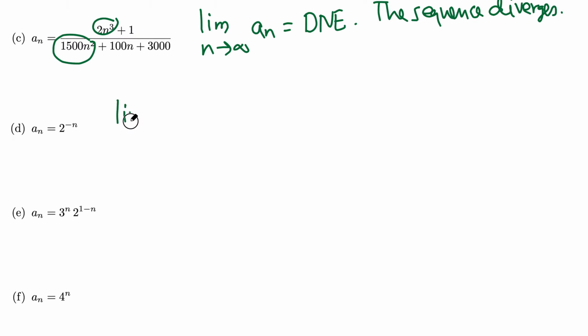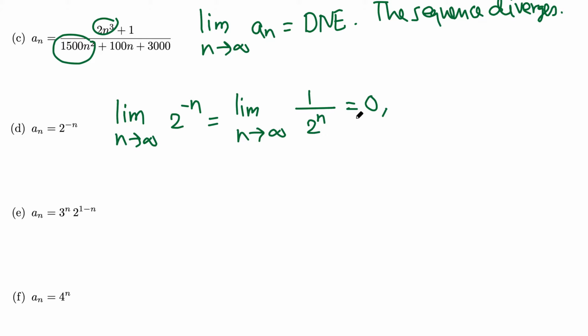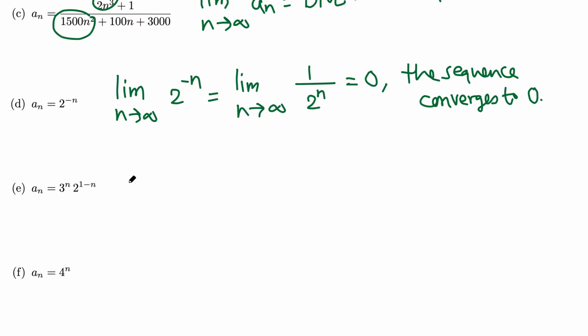Here, let's find the limit of 2^(-n). Let me make this negative exponent positive, so we can write 1 over 2 raised to n. The negative exponent goes to the bottom as a positive. When n goes to infinity, 2 raised to a very big number is even bigger, and 1 over a really big number means 0. So the sequence converges to 0, or the limit is 0.